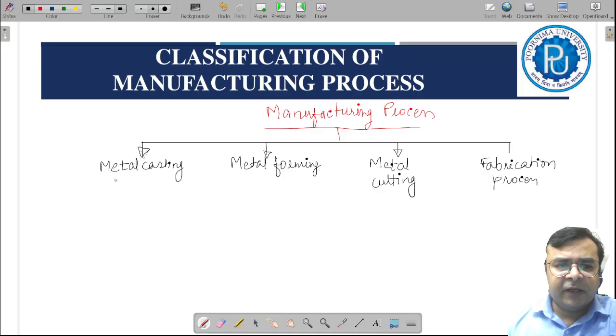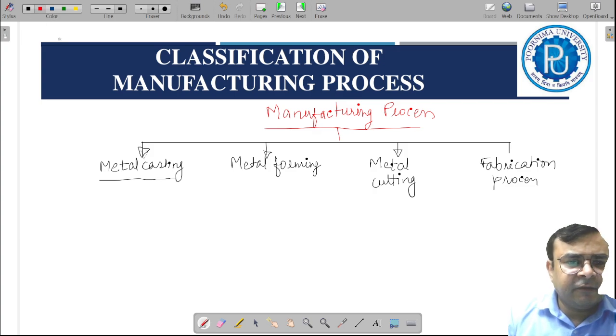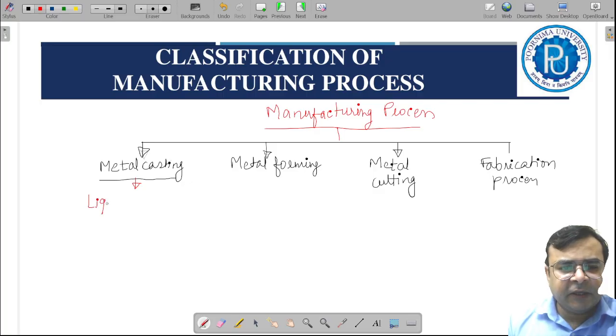Basically, if I talk about the metal casting process, then metal casting is a process in which the desired shape is obtained by pouring molten metal into a predefined cavity. Is it right? So this process involves going from liquid state to solid state.